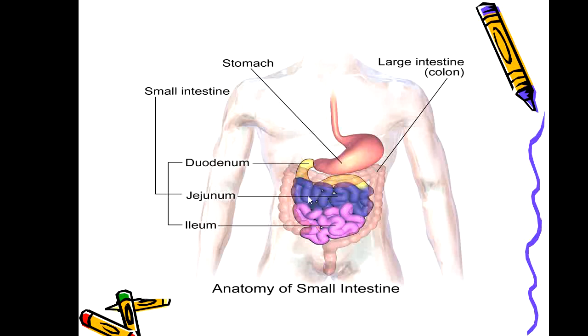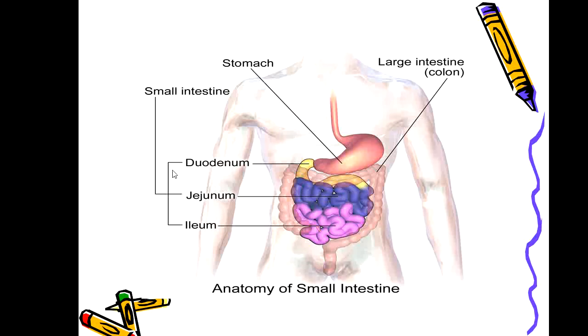The second part, which you can see in the blue color, is the jejunum. This is the second largest part of the small intestine, and it is roughly 8 to 9 feet in length. Basically absorption takes place in this part. Some secretion also takes place in the jejunum, but mainly absorption.